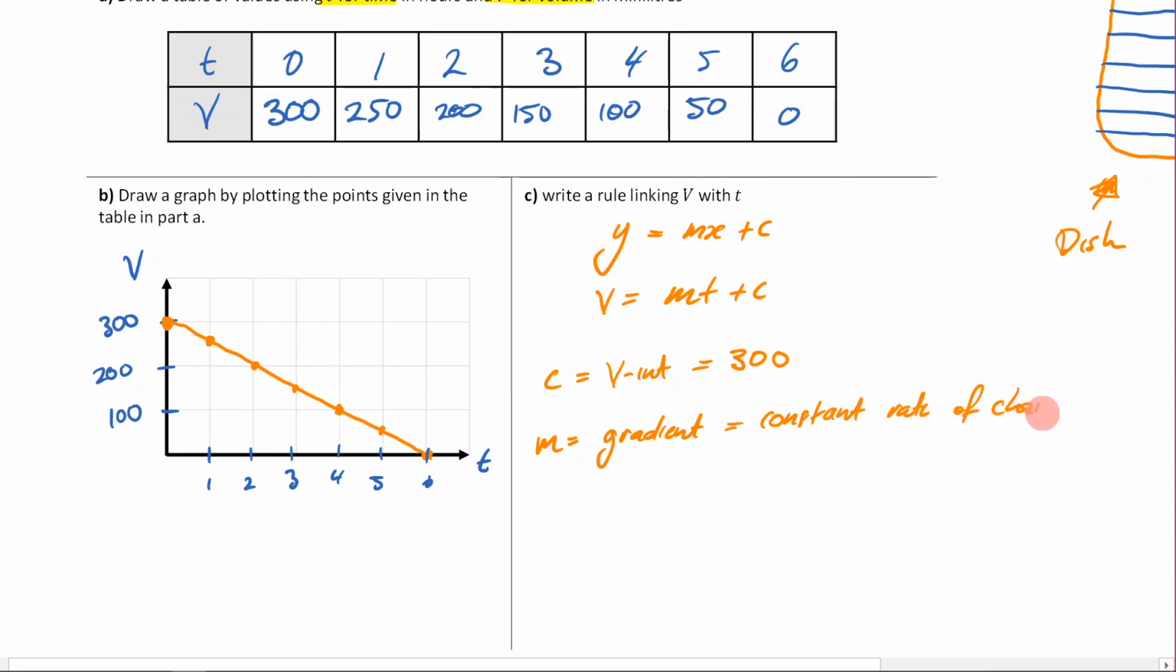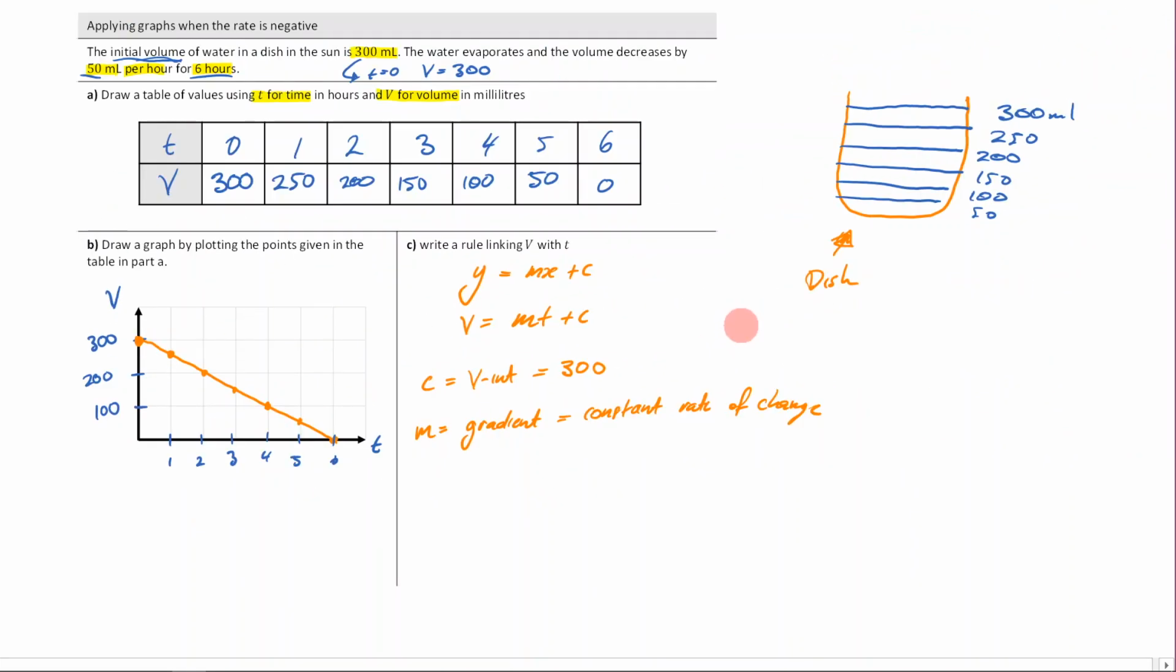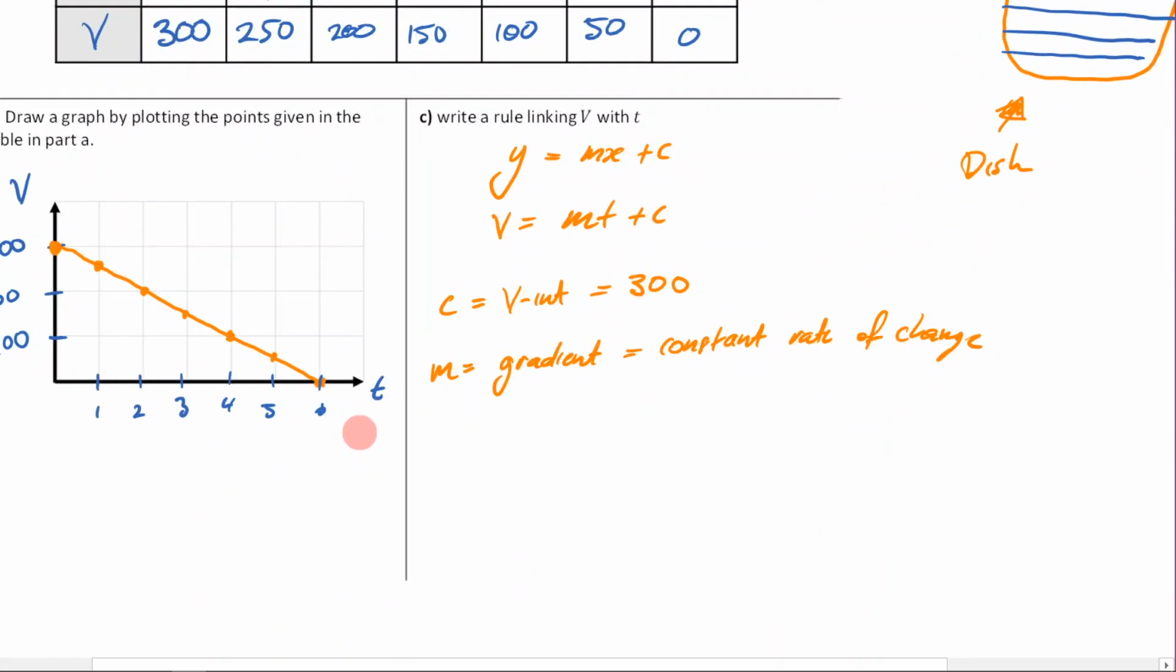I'm going to have to go down to the next line here. So what I could do is come up here and say, well, it's decreasing by 50 milliliters. Now, because it's decreasing, that means it's not just going to be 50. What it's going to be is negative 50. Remember, you can also think about this in terms of your rise and run.